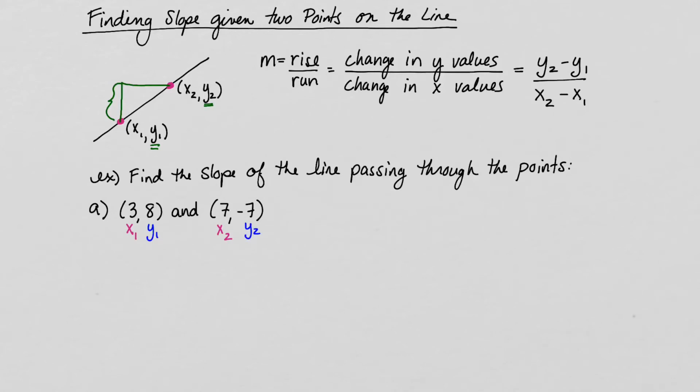And then I'm going to plug into my formula. So slope is y2 minus y1 divided by x2 minus x1. So in this case, it's going to be negative 7 minus 8 divided by 7 minus 3. So negative 7 minus 8 is negative 15. 7 minus 3 is 4. And I can't simplify the 15 over 4 anymore, so I'm just going to leave it. But if I could simplify it, I would simplify it to be a smaller number. So let's try another one.